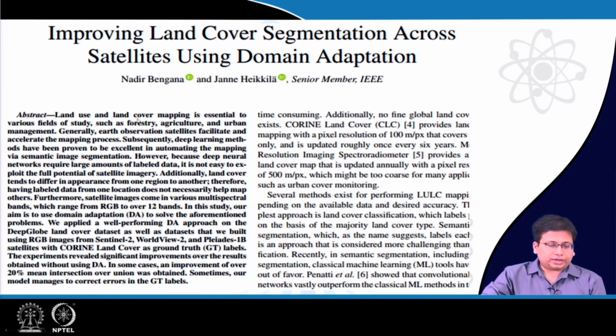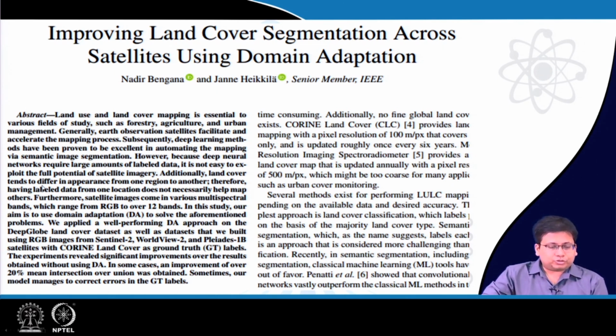Land use and land cover mapping is essential to various fields of study such as forestry, agriculture and urban management. Generally, Earth observation satellites facilitate and accelerate the mapping process. Subsequently, deep learning methods have been proven to be excellent in automating the mapping via semantic image segmentation. However, because deep neural networks require large amounts of labeled data, it is not easy to exploit the full potential of satellite imagery because of the absence of labeled data. I mean, data is present in plenty, but what about the labels?